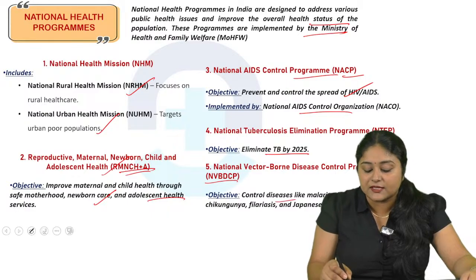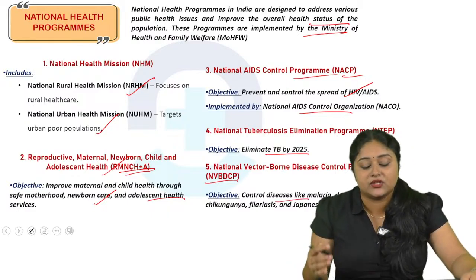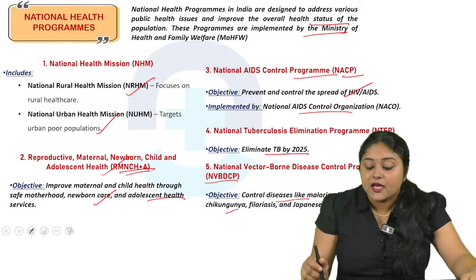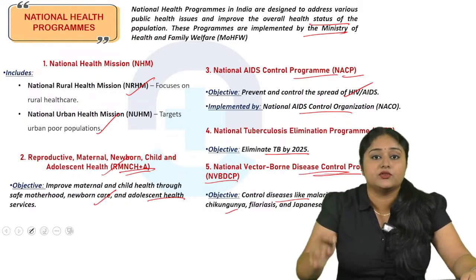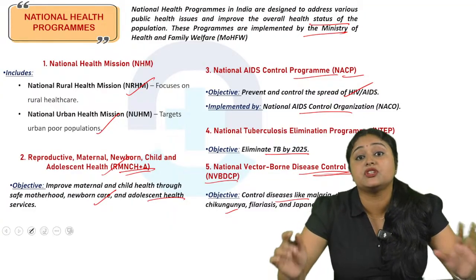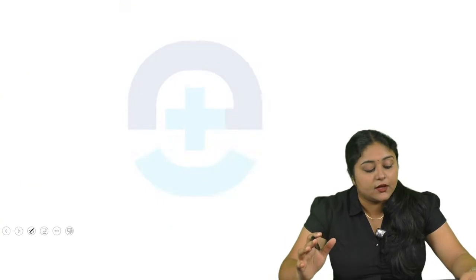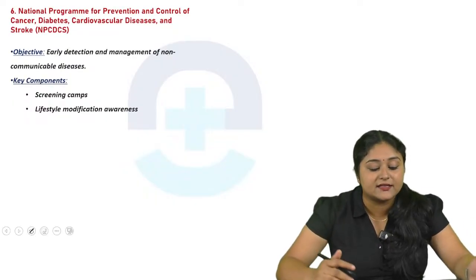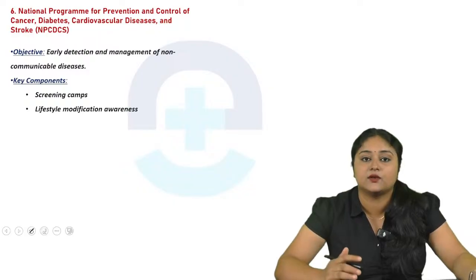Now come to the National Vector Borne Disease Control Program, NVBDCP. The main objective is to control diseases like malaria, dengue, chikungunya, filariasis as well as Japanese encephalitis. They mainly focus on control and prevention of diseases mainly caused by flies. Okay. Now come to the National Program for the Prevention and Control of Cancer, Diabetes, Cardiovascular Disease as well as Stroke.